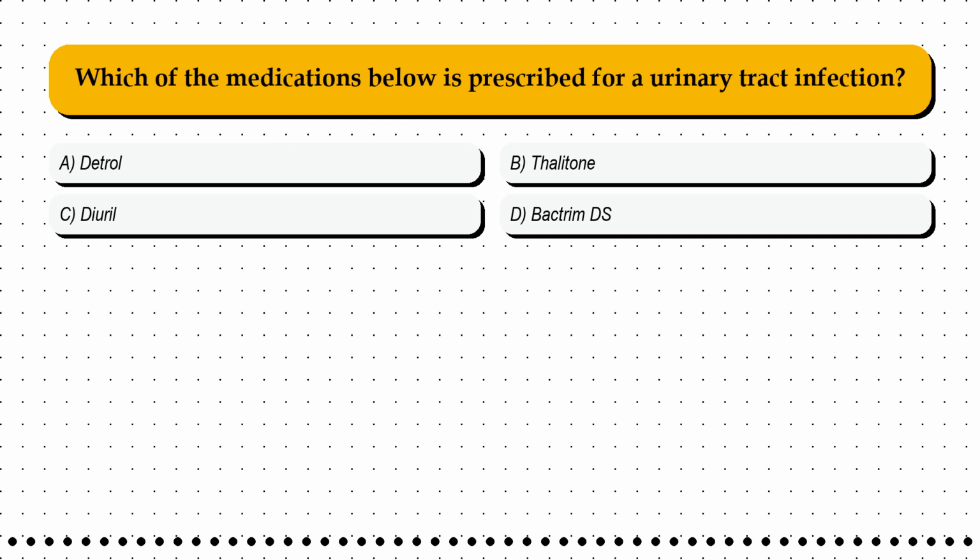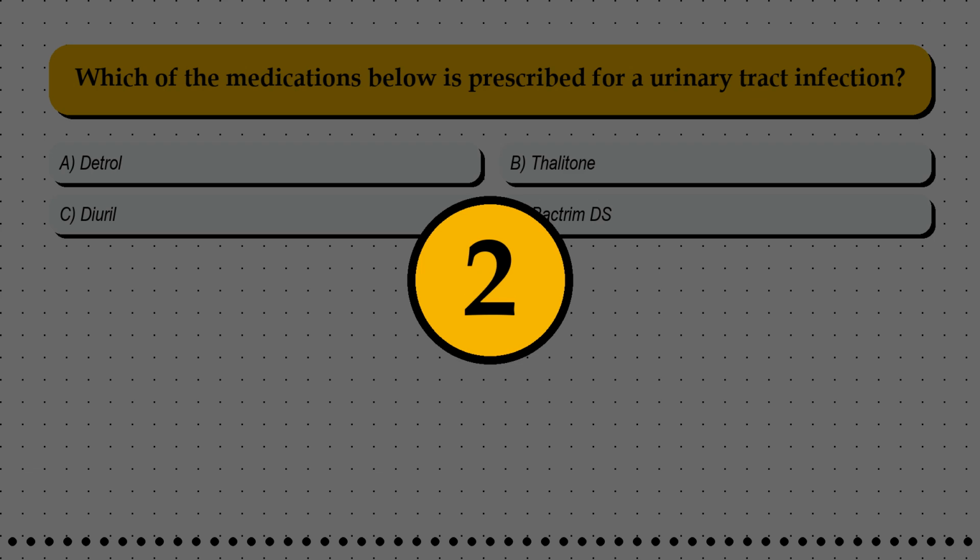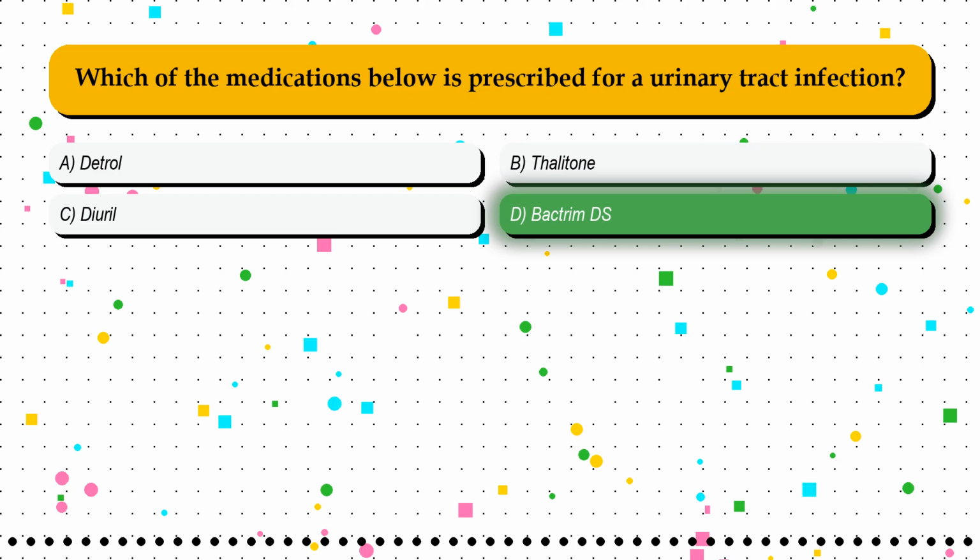Question 141. Which of the medications below is prescribed for a urinary tract infection? Option A, Detrol. Option B, Aldactone. Option C, Diuril. Option D, Bactrim DS. The correct answer is option D, Bactrim DS.